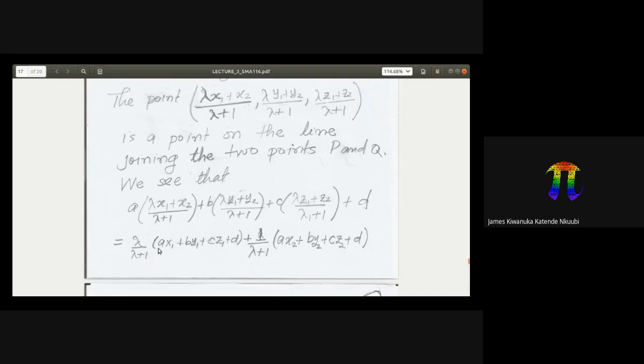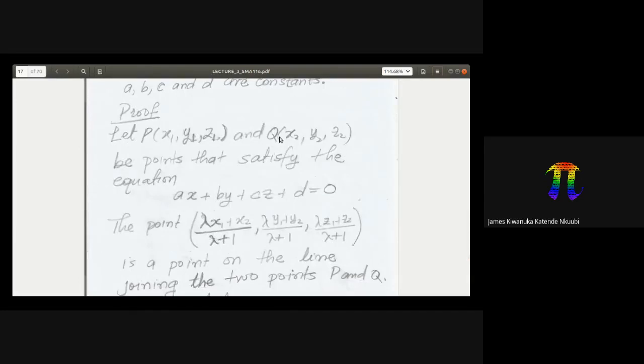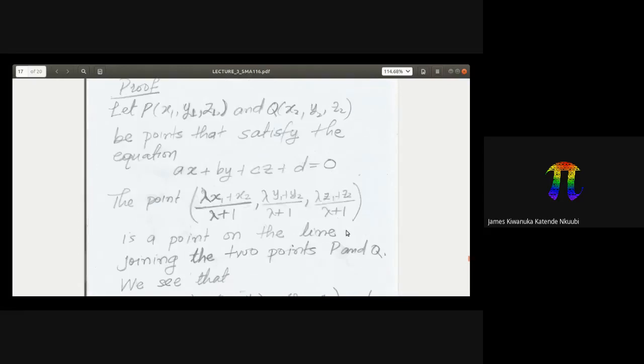So after doing a bit of work and simplifying, we end up with this form, where the first term here is ax1 plus by1 plus cz1 plus d, and the second term is ax2 plus by2 plus cz2 plus d. But now we remember, we said that these 2 points, P and Q, are on the plane, right? If they're on the plane, they must satisfy this equation. So if I have ax1 plus by1 plus cz1 plus d, I will get 0, right? The same for x2, y2, and z2. I will get 0.